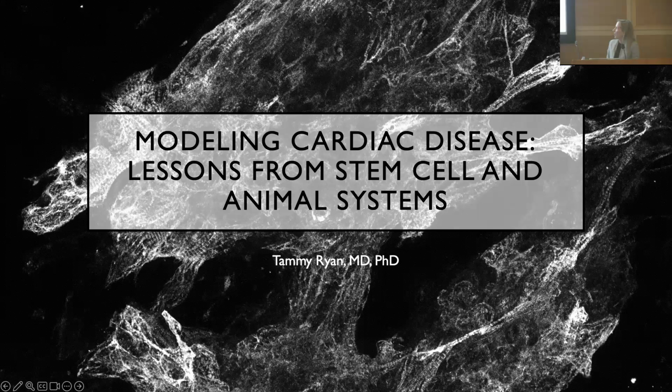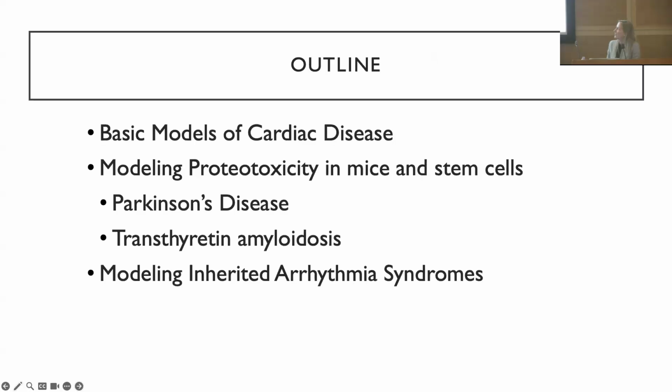With respect to what we're going to cover today, I'll spend a bit of time going over some basic models of cardiac disease and their relative contributions to the field. And then I'll talk a bit about modeling proteotoxicity, both in mice and in stem cells. And although this is a cardiology talk, we'll be spending a bit of time on Parkinson's disease because that's kind of where I got into this type of disease modeling. So I will subject you to a bit of neuroscience today. And then we'll talk about TTR cardiac amyloidosis, and we'll end on some theoretical plans for modeling of inherited arrhythmia syndromes using combined stem cell animal models.